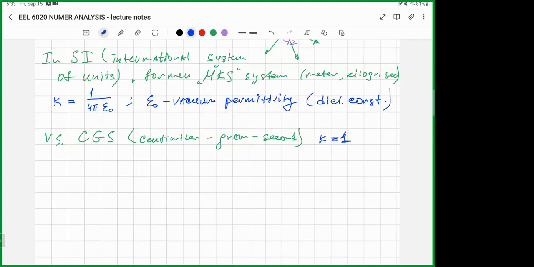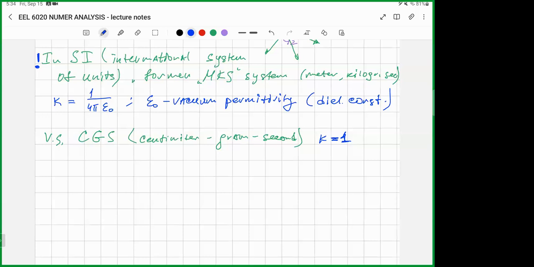There are pros and cons about each of these systems of units. We're gonna use the first one, the international system of units, SI, simply because engineers prefer this one. And also the numerical simulation software that we will learn also uses this SI system. One can find tables on the internet on how to rewrite formulas from one system to another.